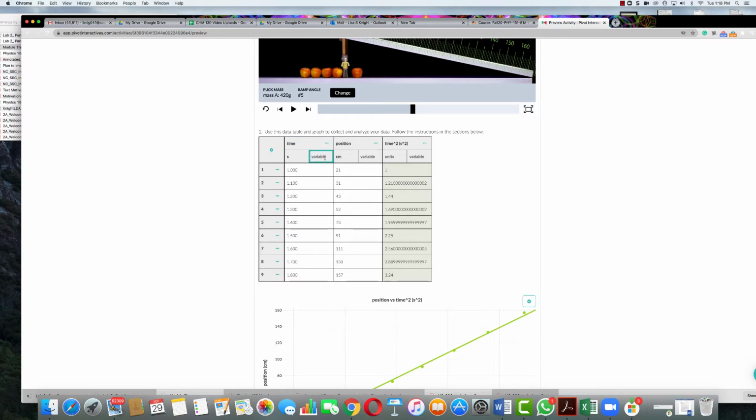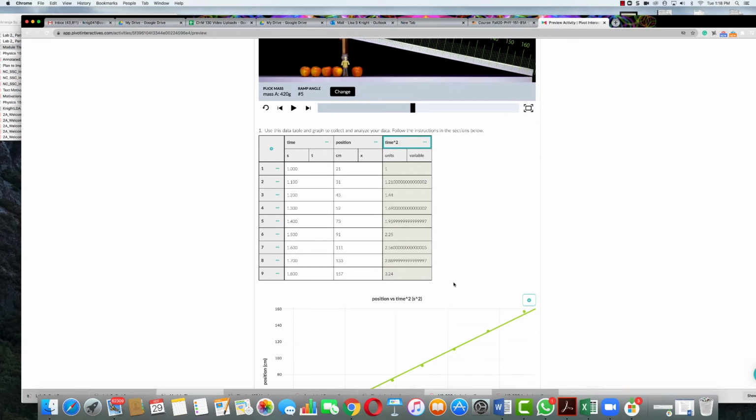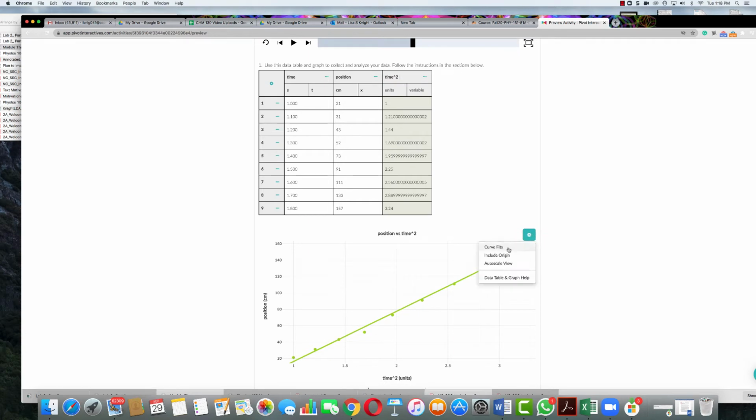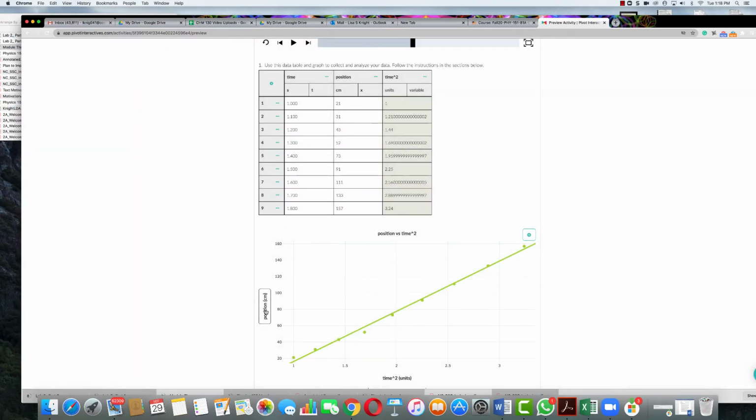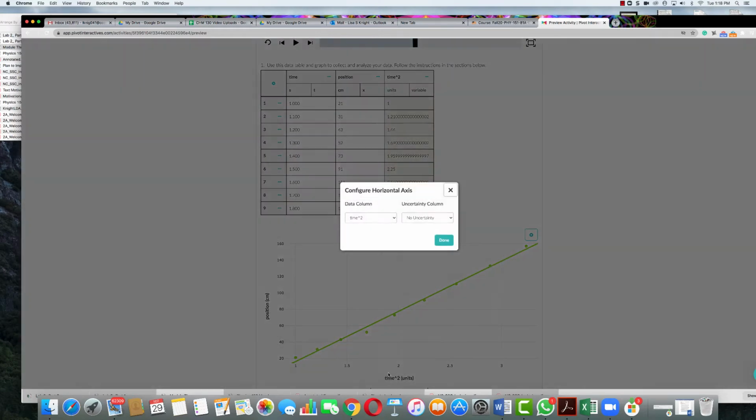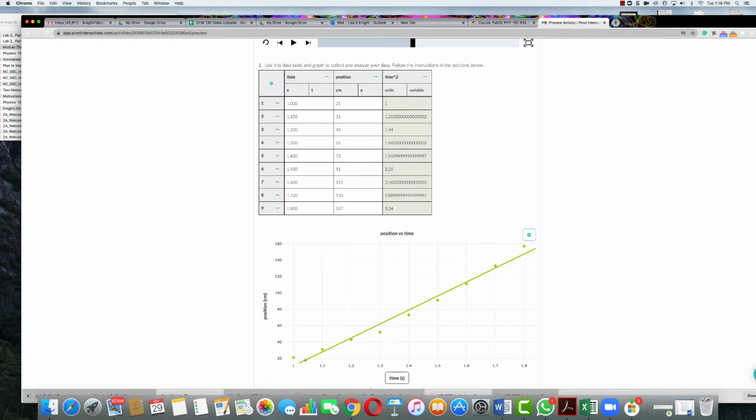And the variable for time is a t, and the variable for position is an x or y, whatever you want to call it. And then I plotted. I went over here to curve fits, but first of all, I didn't do that yet. I went over here and I chose position on this axis, and I chose time, excuse me, on this axis. And when I look at it, it looks like it could be a straight line, but if I really look at it, it might not be.